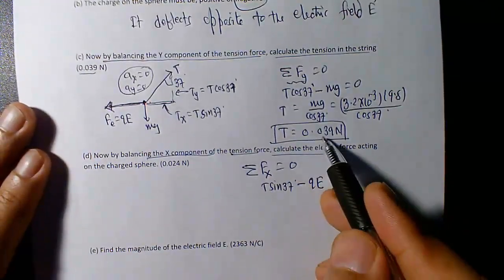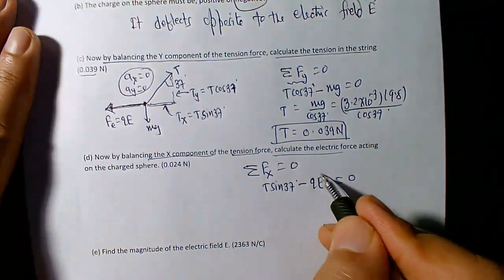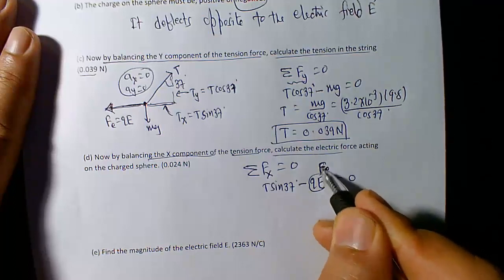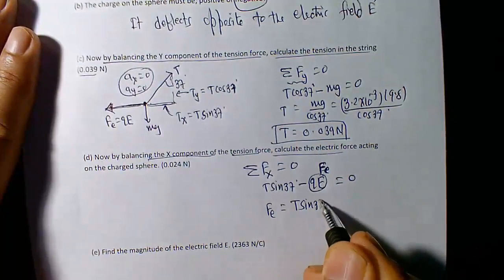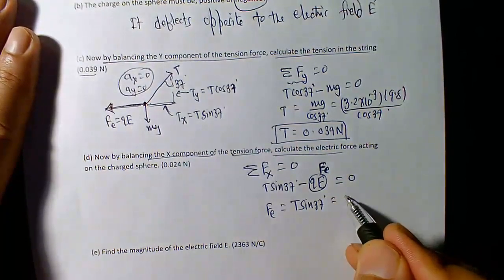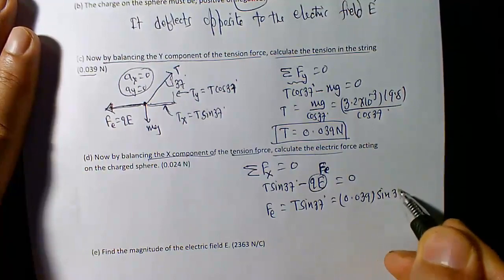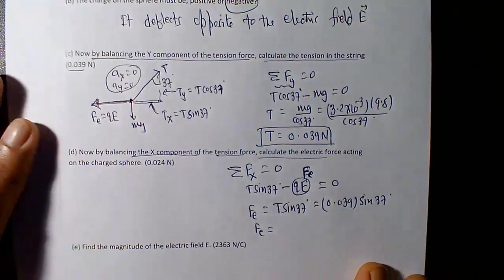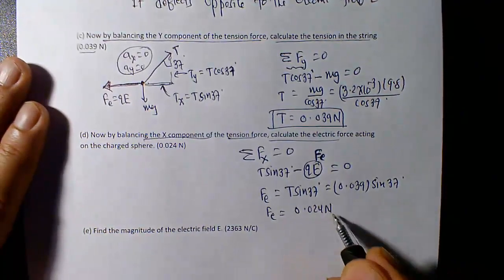Now we already know the tension from here. So this whole thing is actually Fe, let's call it F of E, the electrostatic force. The electrostatic force is simply T sin 37. It's 0.039, the tension, times sin 37. So the electrostatic force acting on this charged sphere is 0.024 newtons.